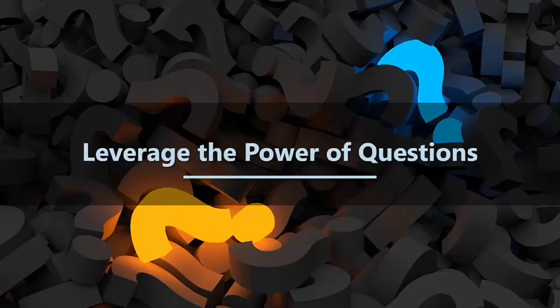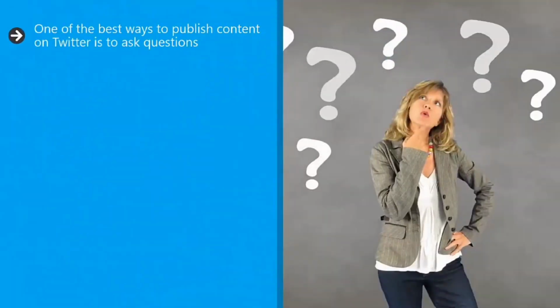Leverage the power of questions. One of the best ways to publish content on Twitter is to ask questions. It's really that simple. You ask a question and then you post a link and then some hashtags. The great thing about this question-based tweeting is you get to engage the reader. You focus on a specific point that they may be interested in. If they are, you're more likely to get the click. This is definitely more engaging because you start with a specific need that they have. You're not just wasting people's time by saying, hey, this might be interesting. Who cares? There's tons of interesting stuff on Twitter.